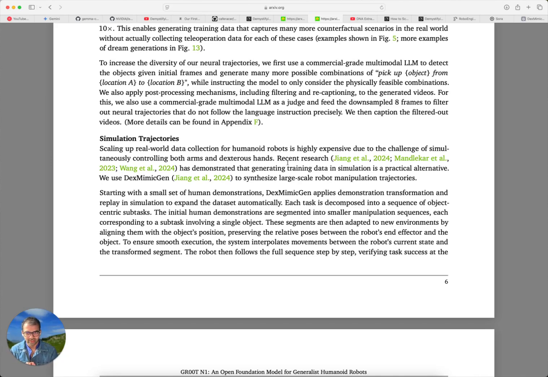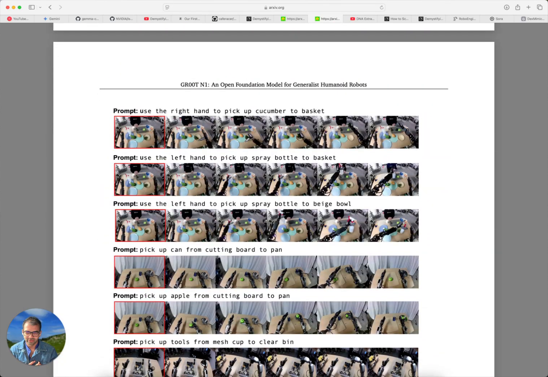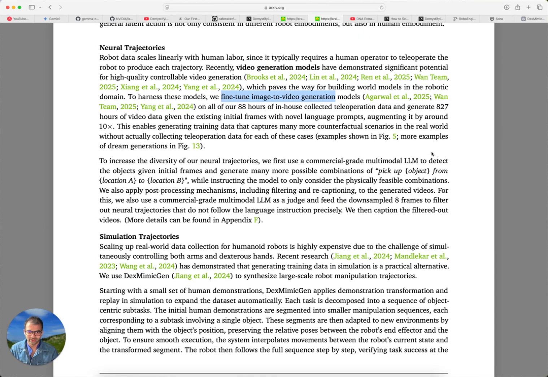Once the model is trained, they use the generated images at t and t plus h, which is 16, and predict the actions, and then use these actions to train the GR00T policy, along with the latent actions too. Once again, to repeat, first you train an image to video model, and you fine tune it on the robotic data set. Using that, NVIDIA generated around 800 hours of video data. So using 88 hours, they generated 827 hours of video data.